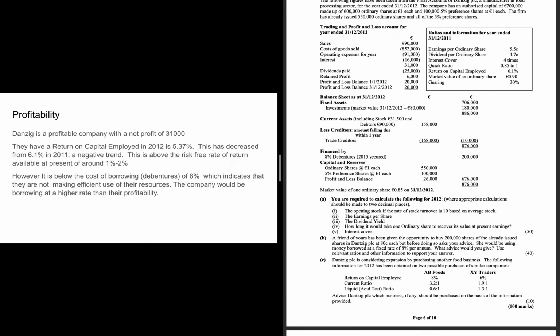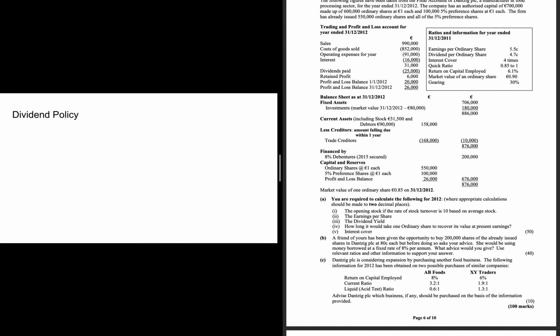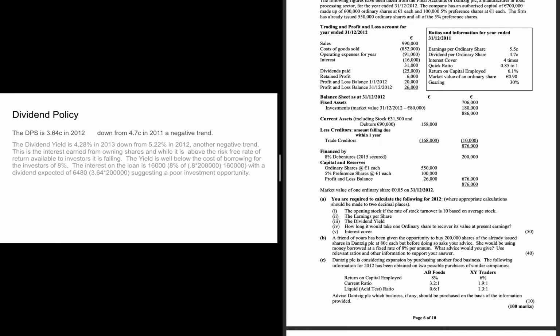Anyway, that's our profitability over. We'll look at that again, as I said. Dividends per share 3.64, down from 4.7, negative trend. Dividend yield 4.28, down from 5.22, negative trend. And again, your sentence about it being the interest earned from owning shares. The yield is below the cost of borrowing for the investor of 8%. So again, why would you invest? You're not going to. The yield is below the borrowing rate.